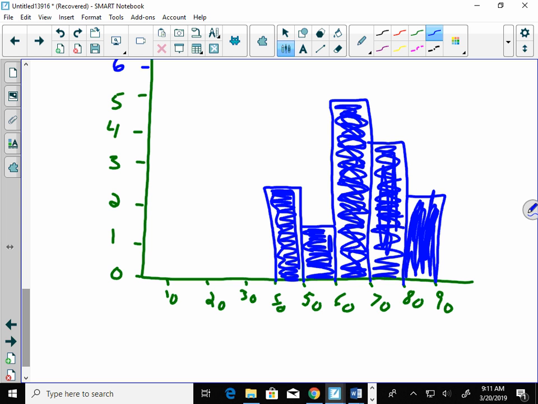And then finally, how many people got higher than a 90? And there's my histogram. Now, remember I also said you need to have titles and labels, right? Your y-axis is always the same. It's frequency. So you just put F-R-E-Q. Frequency.